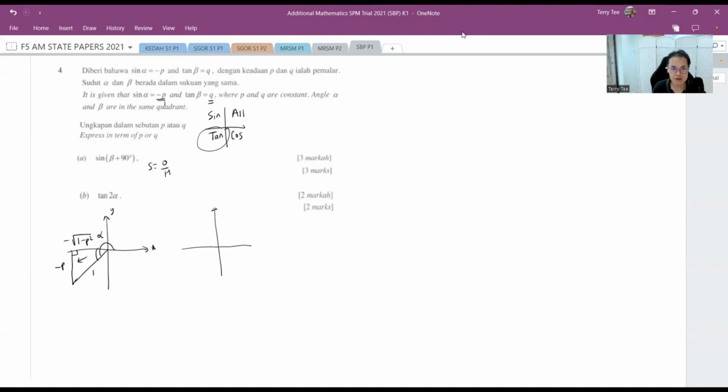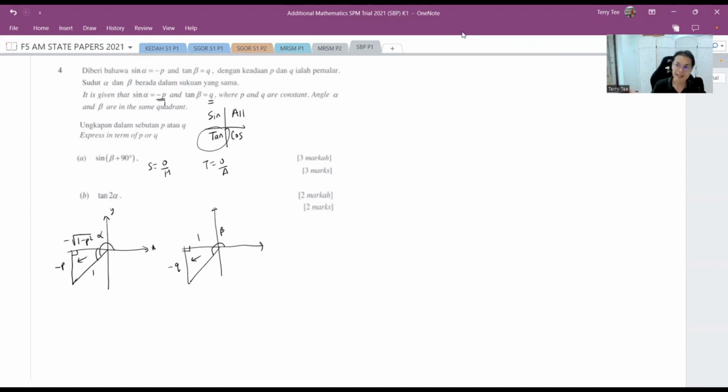For the second triangle, beta is also in quadrant 3. I draw the same orientation here. This is your beta. And tangent is a ratio of opposite over adjacent. That means my opposite is Q, adjacent is 1. Now, please put a negative in front.